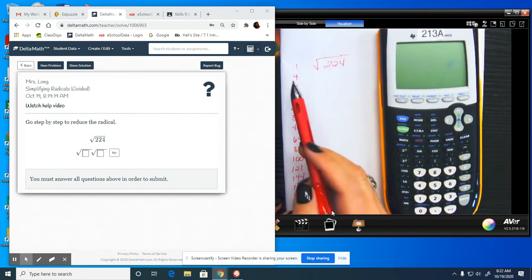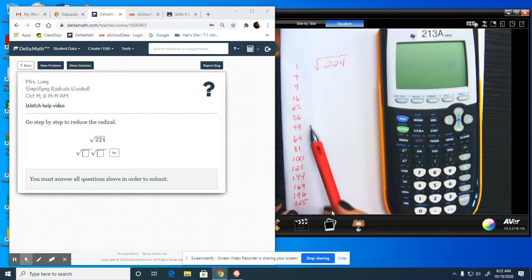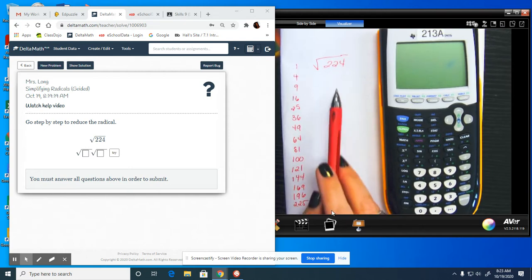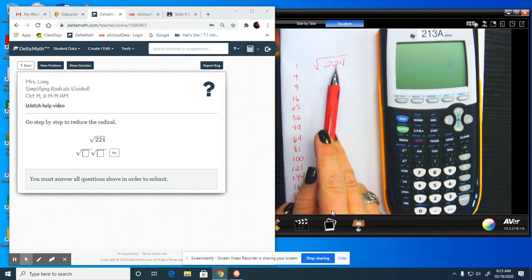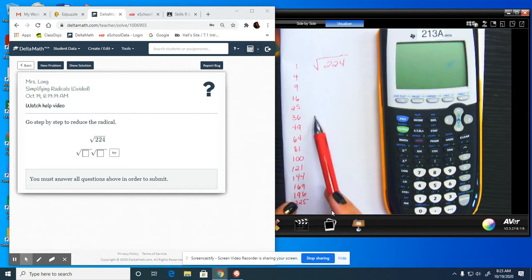So instead of listing factors, what I did was list my perfect squares all the way up to 225. You could keep going if you get bigger numbers, but since I have 224, I know that I'm going to be done there. So what I'm going to do instead is start dividing the number that I have by my list of perfect squares, starting with the largest one possible.